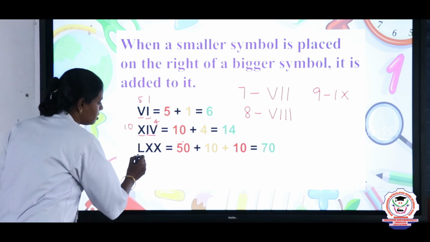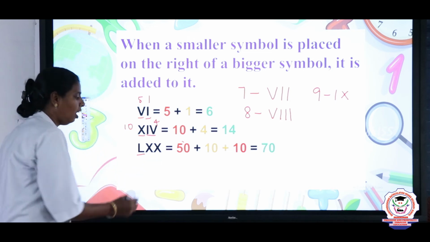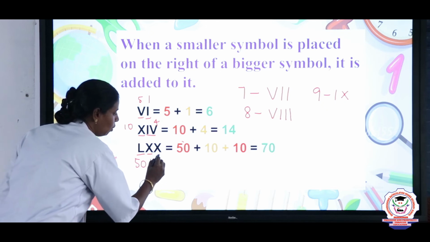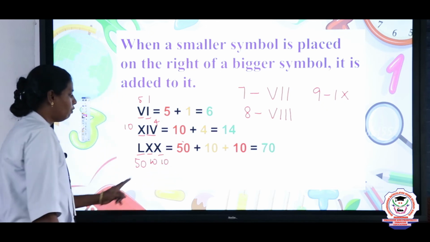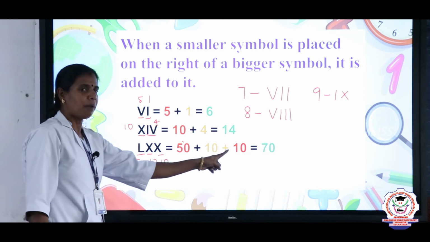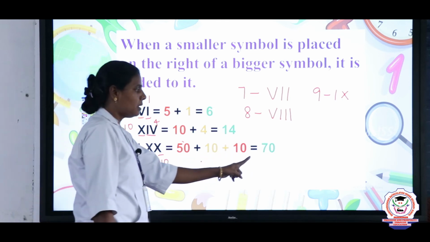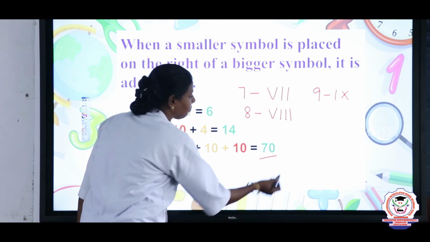And one more example which is given here: L stands for 50 and X for 10 and one more X for 10. So, 50 plus 10 plus 10. 50 plus 10 is 60, 60 plus 10 is 70.